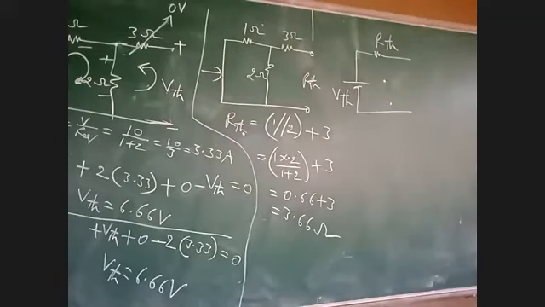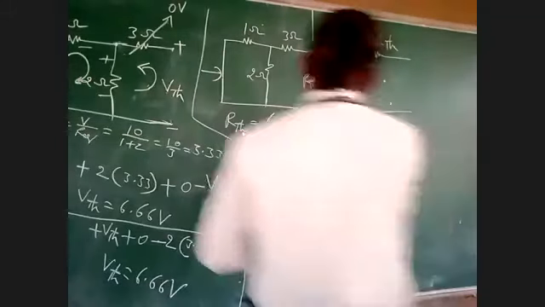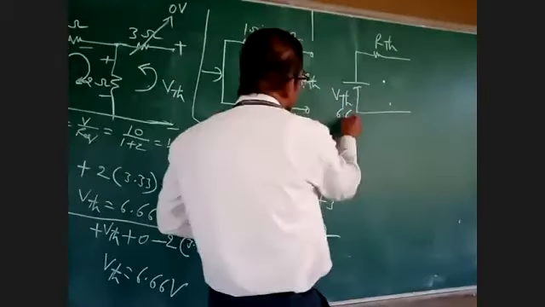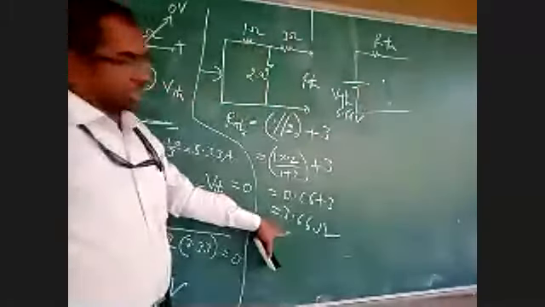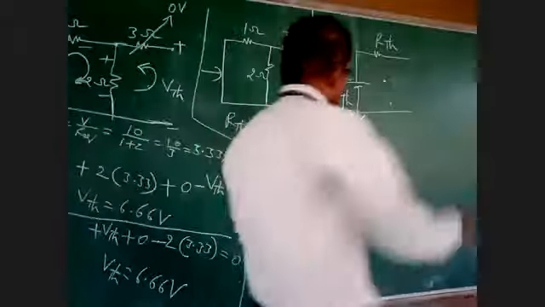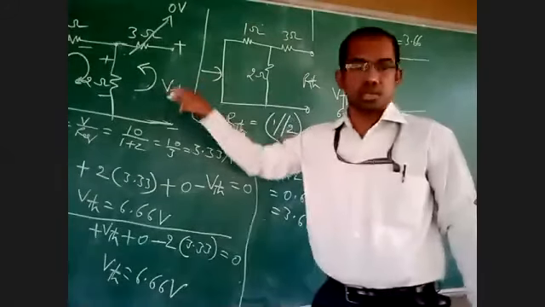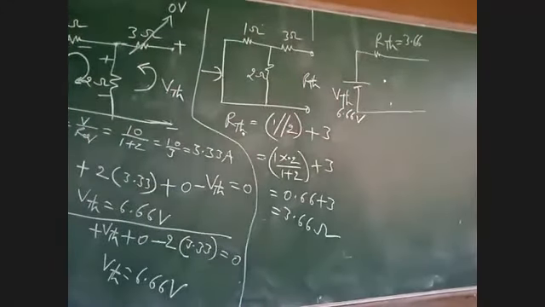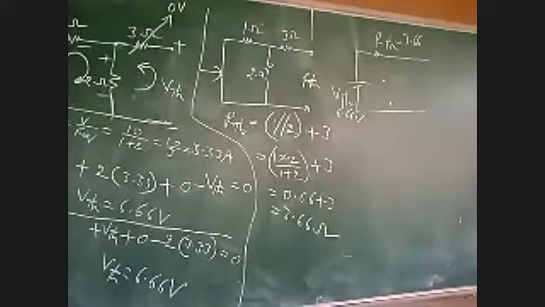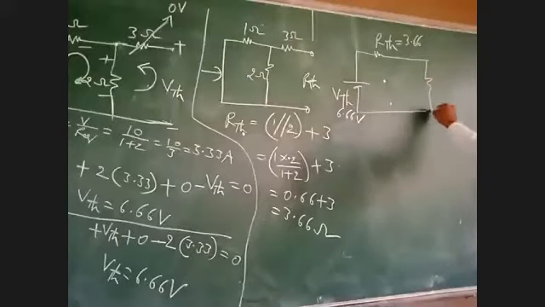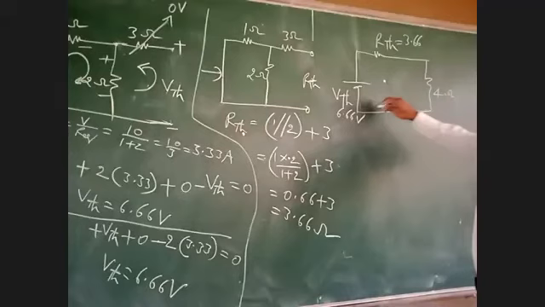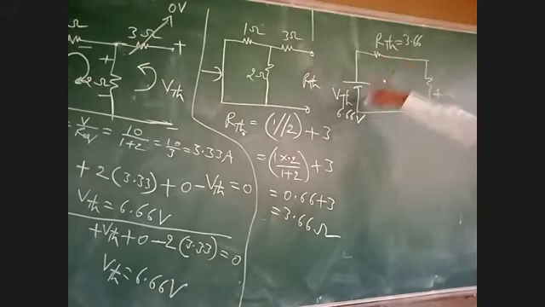Now, what is VTH? 6.66. What is RTH? 3.66. What is the resistance you have removed in the circuit? 4 ohm. That resistance should be connected in series with RTH and VTH. This resistance should be in series with both of these.